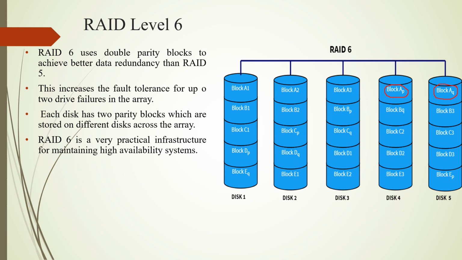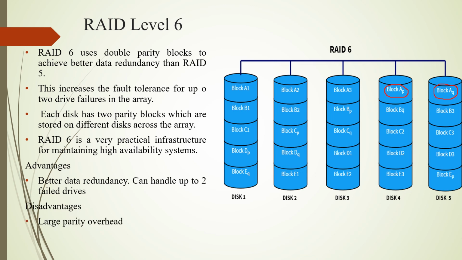RAID 6 is a very practical infrastructure for maintaining high availability systems. The advantages are that better data redundancy can be obtained and it can handle up to 2 failed drives. The major disadvantage is that there is a large parity overhead because the parity information is stored 2 times in the array.